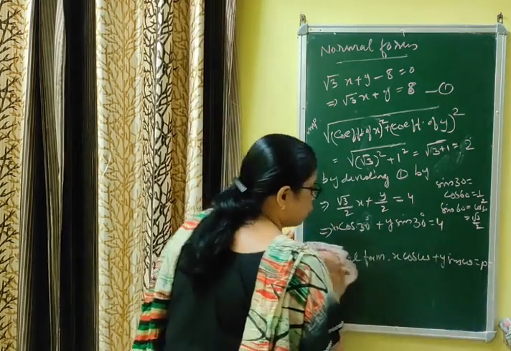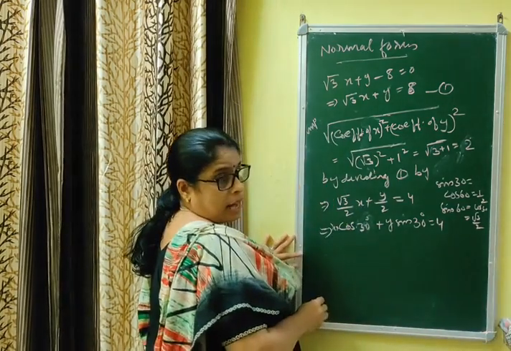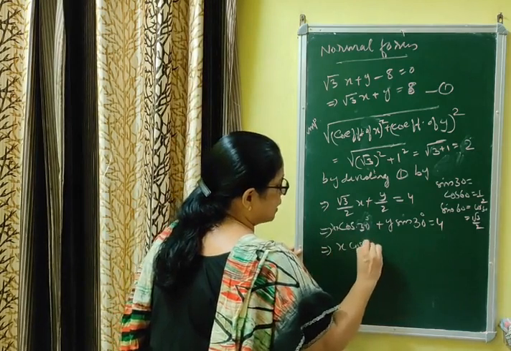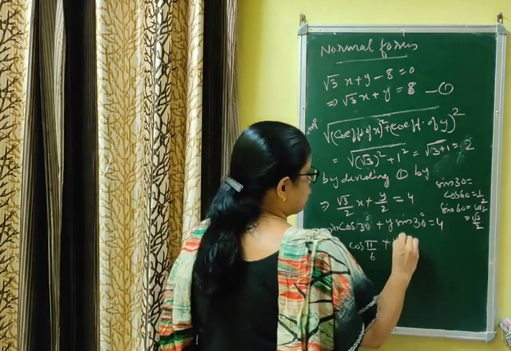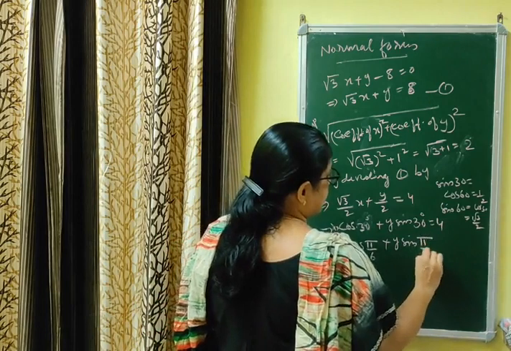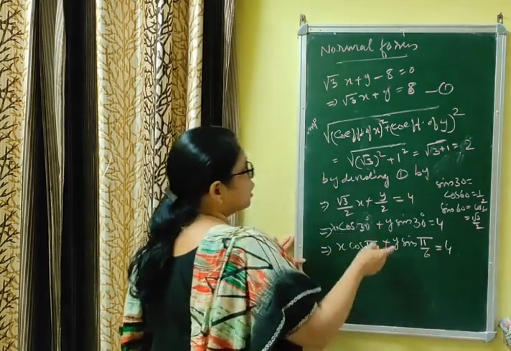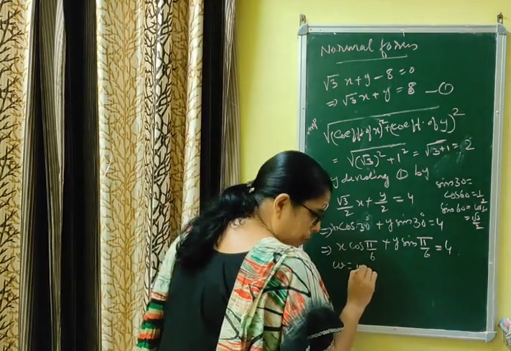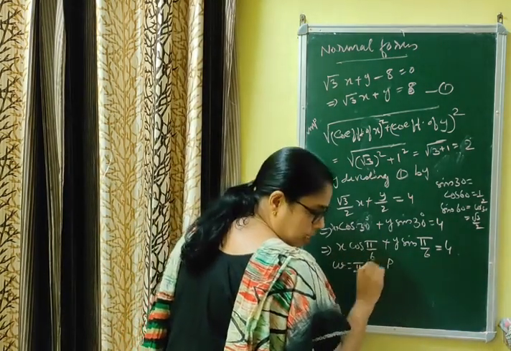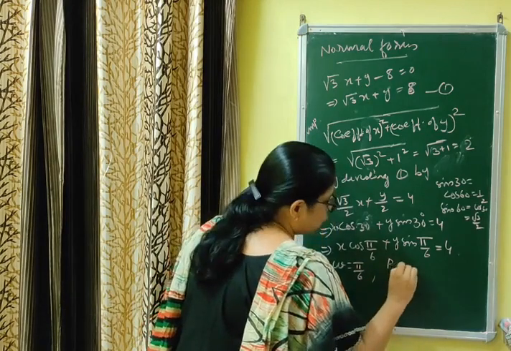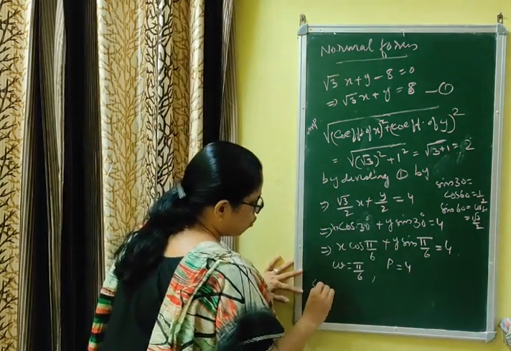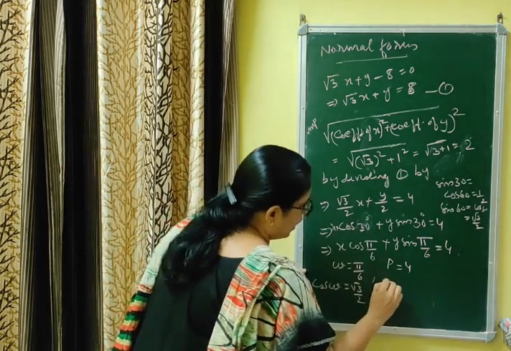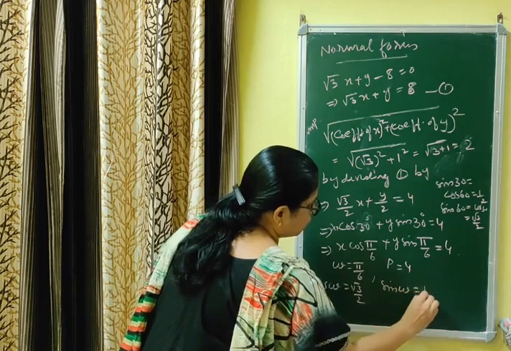That means if you want to convert it in the form of pi, I told you pi stands for 180 degree. You can write this as x cos pi by 6, 30 degree, plus y sin pi by 6 is equal to 4. That means the inclination of the perpendicular with the x-axis is omega equal to pi by 6, and the distance of the perpendicular from origin is 4. Otherwise, you can write this as cos omega is equal to root 3 by 2 if you want to write it directly, and sin omega is equal to 1 by 2.